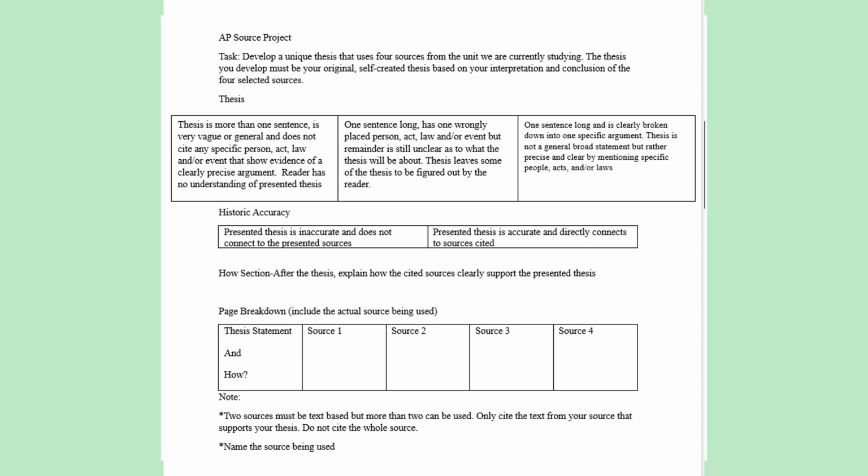For this brief source project, you are going to identify 4 sources, generate a thesis, and answer how the 4 sources support the thesis that you are trying to prove. There are 5 pages. Each page should have 1 source, as indicated, source 2, 3, and 4, and then the front page should have your thesis and answer the question how.